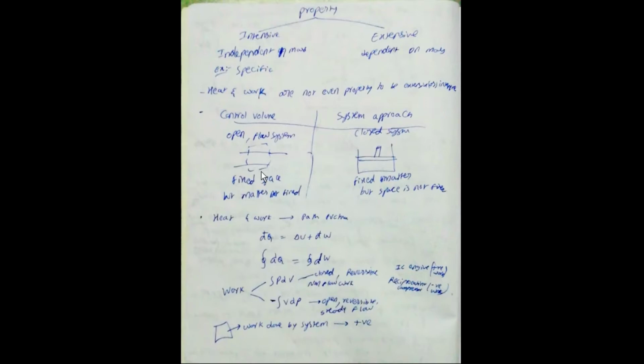Heat and work are path functions. dQ is equal to dU plus dW; this representation is for path functions. The cyclic integral of dQ is equal to the cyclic integral of dW. Work is integral PdV for closed reversible non-flow work. For non-flow work, an IC engine gives positive work and a reciprocating compressor gives negative work. Minus integral VdP is for open reversible steady flow. Work done by the system is treated as positive.